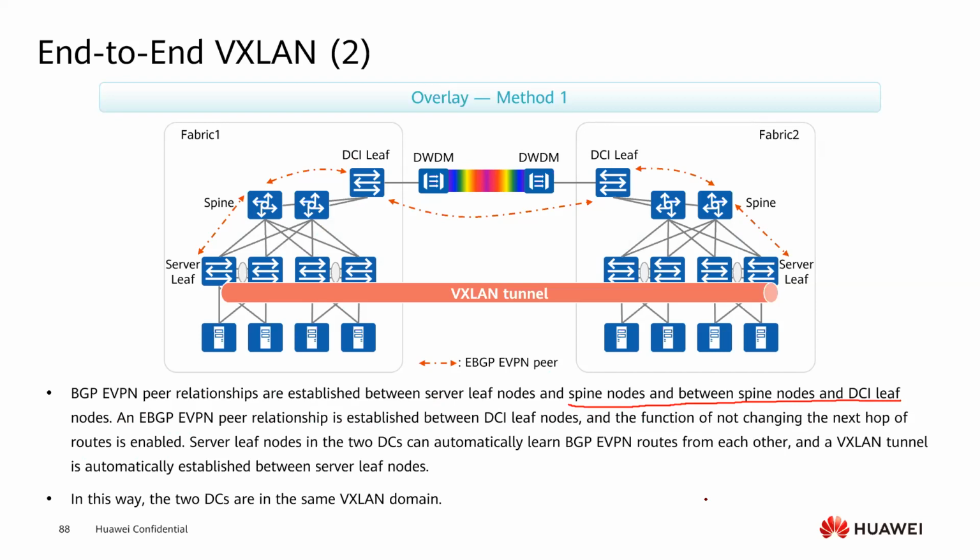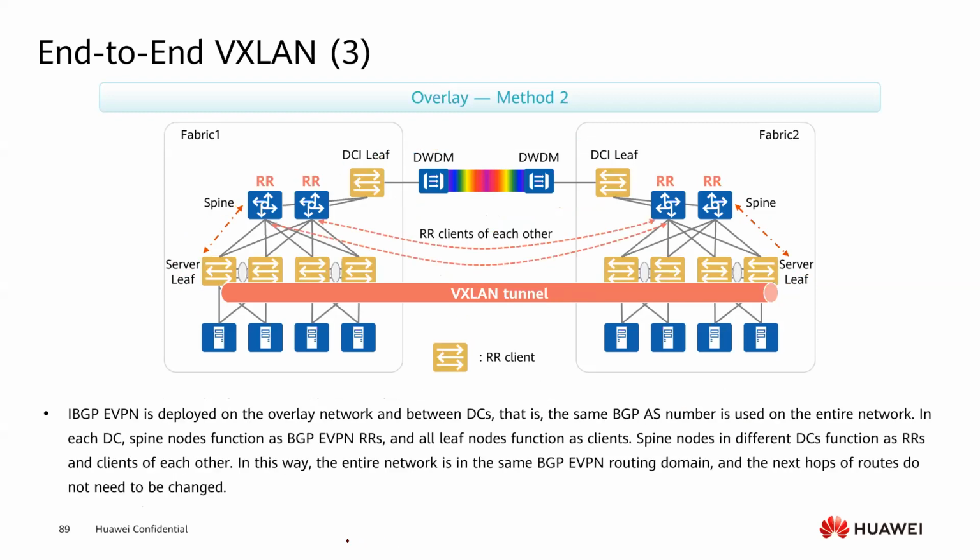For example, if the server leaf sends the BGP EVPN routes to the spine, and the spine sends them to the DCI leaf, and that DCI leaf sends them to another DCI leaf, and then the BGP route is received by the server leaf, nothing has changed. So the server leaf will see the VTEP address as the real next hop address, so they can communicate. They can just use the Type 3 routes to build a VXLAN tunnel. So in this way, the two DCs are in the same VXLAN domain.